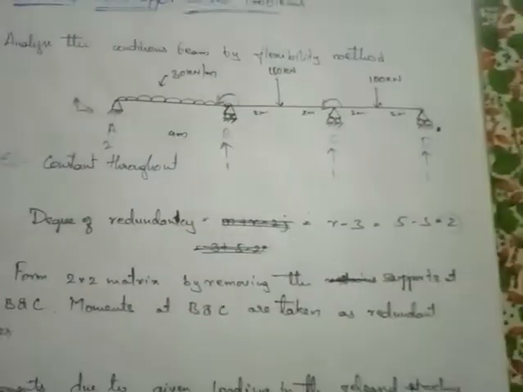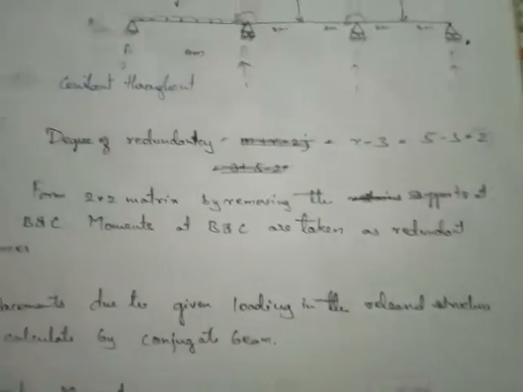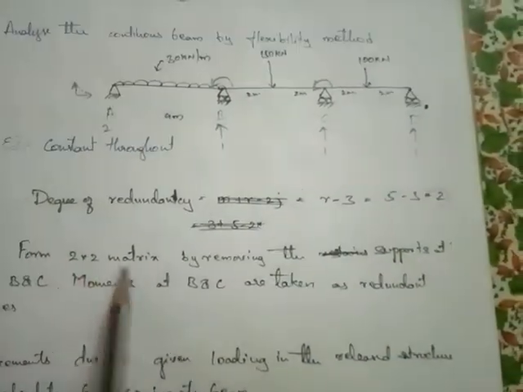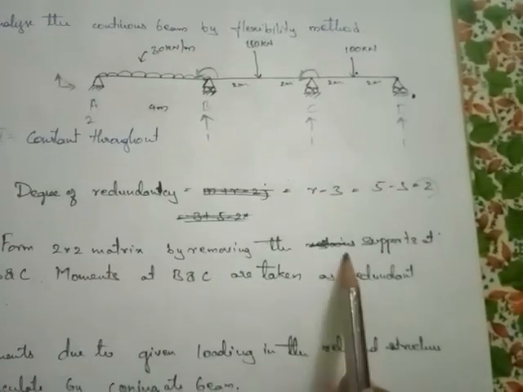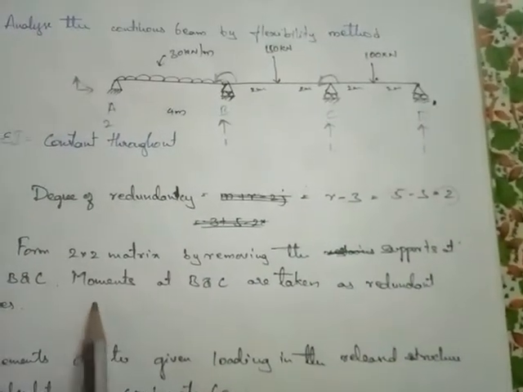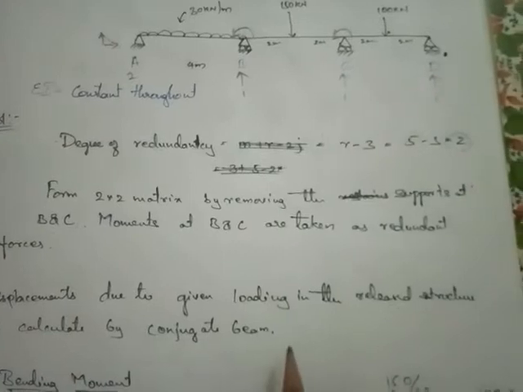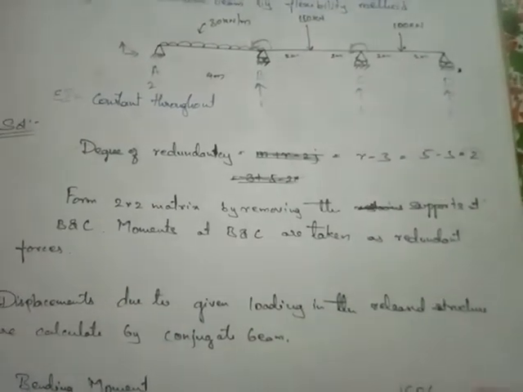Okay, when we release these forces, we form a matrix of 2 by 2 by removing the supports at B and C. The moments at B and C are taken as redundant forces. So displacements due to the given loading in the released structure are calculated by the conjugate beam method.